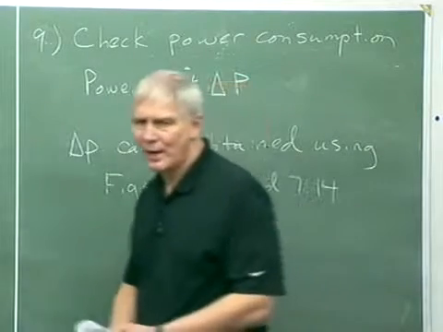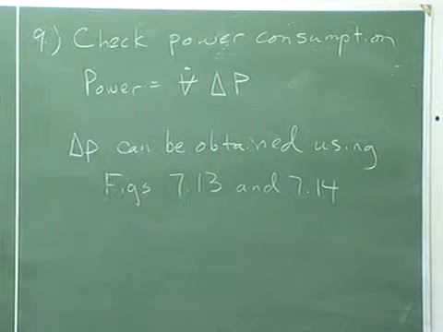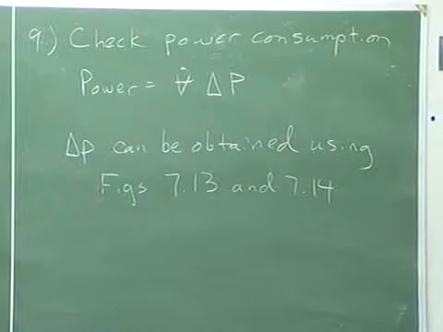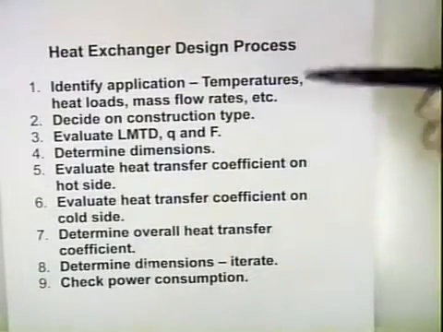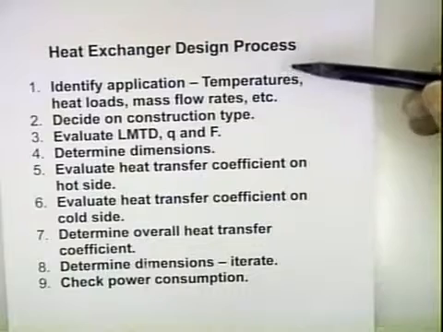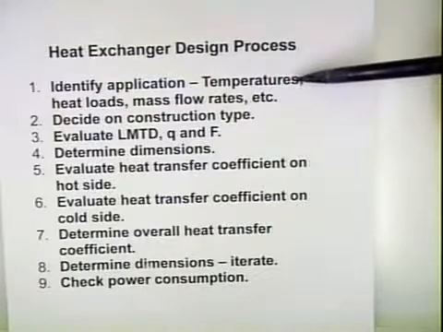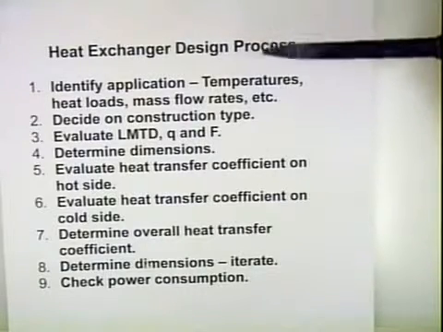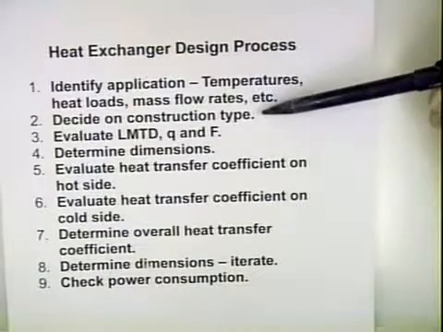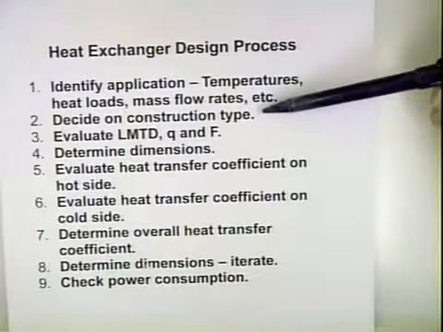So I just want to recap the design process now. So we'll go back over here to the overhead, just to remind you of what we've done. Okay, remember, we started by identifying the application. That was to get the mass flow rates, temperatures, anything else that would be specified, heat loads and so forth. We decided on the construction type, and in this case, we picked a shell and tube, but you might pick some other kind of heat exchanger.